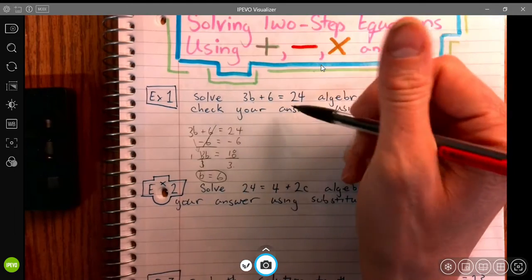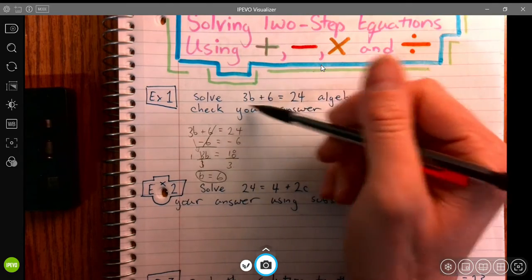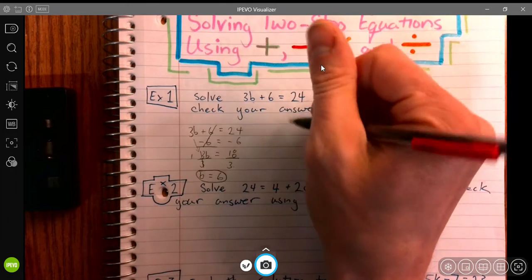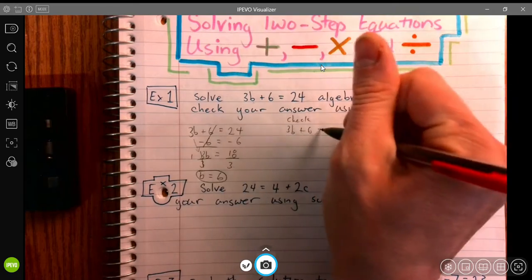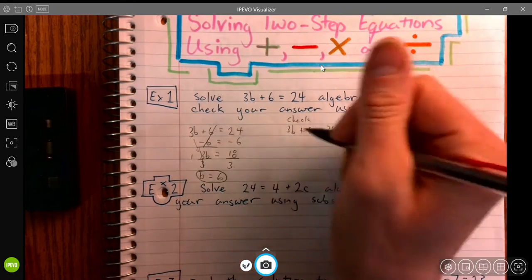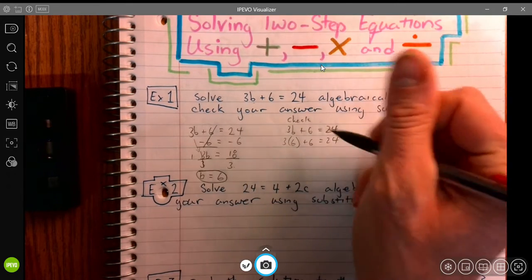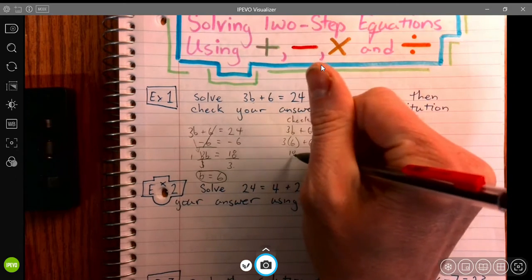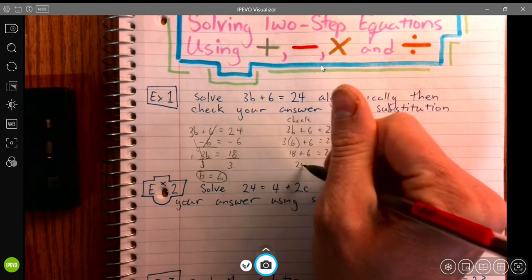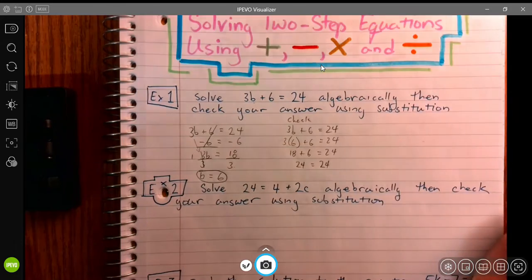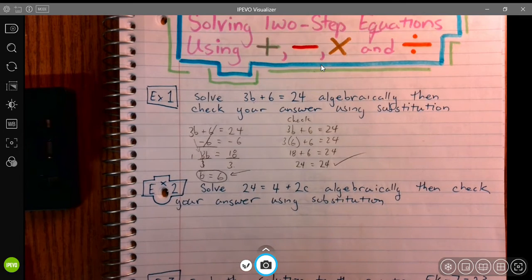So again, just like in previous lessons, I'm going to check my answer by substituting 6 into this equation wherever I see a b. Okay? So here's my check. This is 3b plus 6 is equal to 24. Everywhere I see a b, I'm going to plug in a 6. 3 times 6 is 18. 18 plus 6 is 24. And is 24 equal to 24? It sure is. So I know that b equals 6 is indeed my answer.